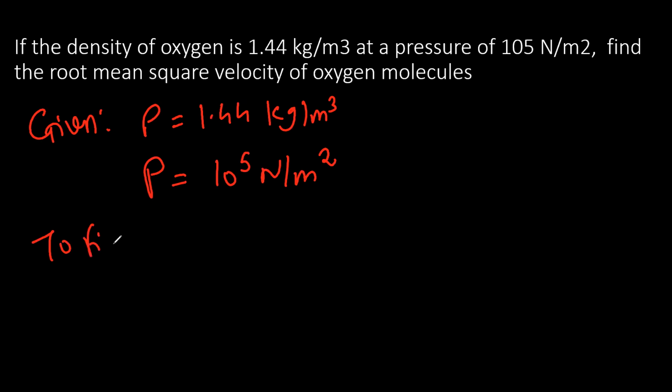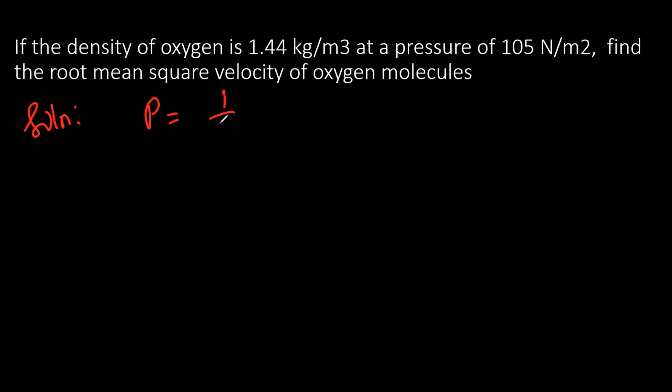And what is it to find? We need to find the root mean square velocity, that is V RMS square. We can write v max also. Root mean square, it's RMS. Okay, you can also write a bar. That is the V RMS square. Actually, we need to find V RMS, because root mean square is asked. So we'll use the same formula.